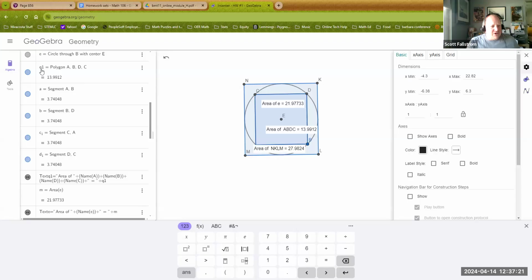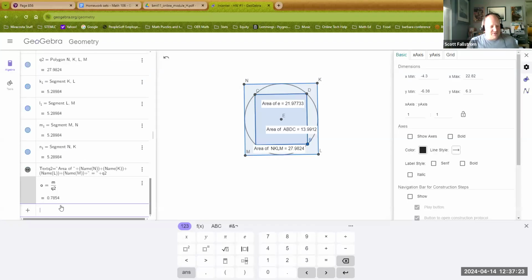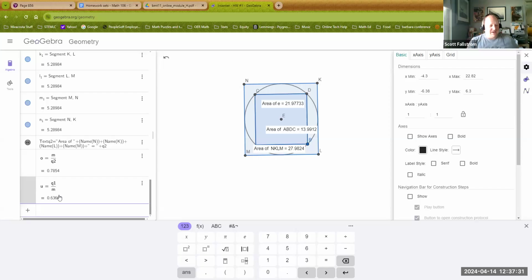The first polygon is called Q1. Okay, so what I want is Q1, which is the inside square, divided by M, which is the circle, and I get 63. Oh, wow. Look at that. Q1 over M is 0.63662. Okay, so yeah, that's not as good. So one of them uses 78%, one of them uses 63%.